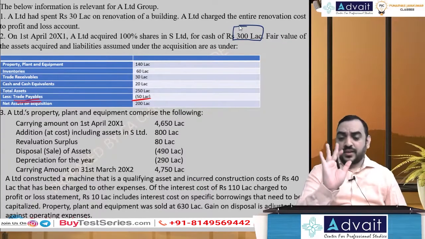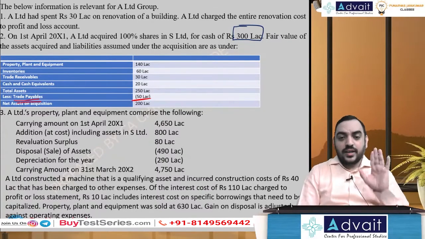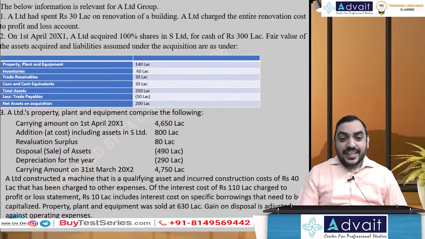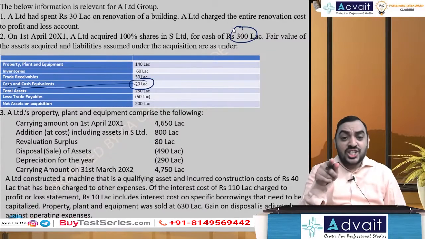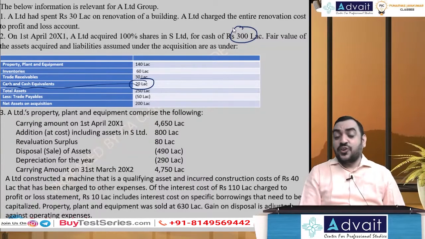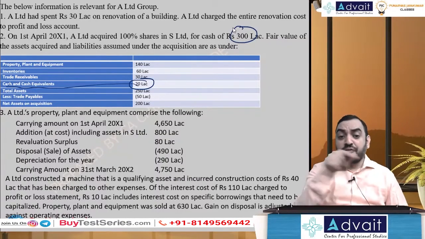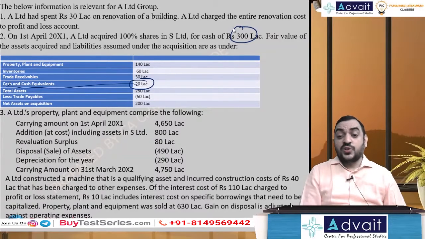It is outflow. Outflow of cash, right? Correct. And tell me, this cash and cash equivalent 20 lakhs, is it outflow or inflow? Cash and cash equivalent 20 lakhs is there, right? As a part of assets acquired, net assets on acquisition. Tell me that 20 lakh, is it outflow or inflow?